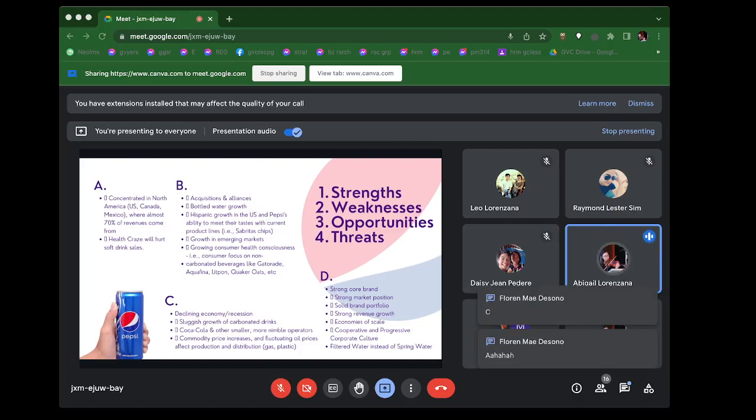Okay. And C, obviously number 4. Okay? Declining economy, hindi mo naman makontrol yung economy. 'Di ba? Okay. And of course, the answer to number 3 is B.